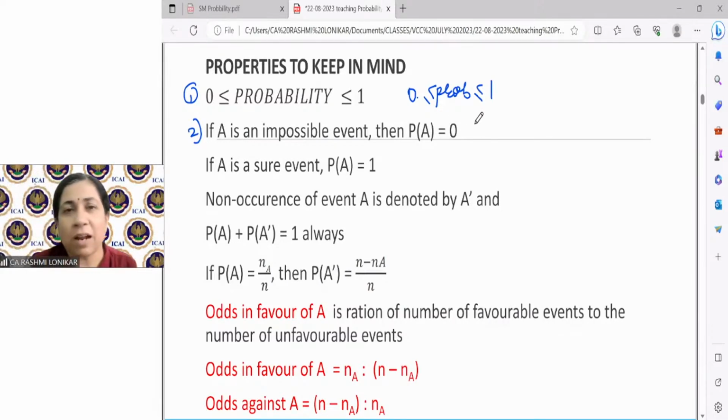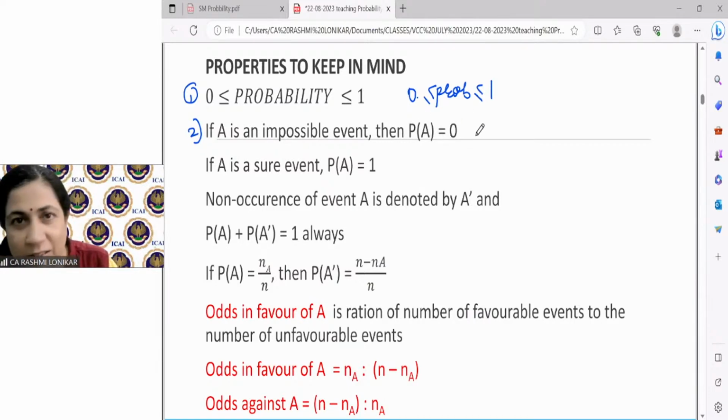Second, if A is an impossible event, then P of A is equal to 0. Me traveling to Neptune or Pluto is an impossible event, so I will write P of A as 0, meaning the event cannot happen. If A is a sure event, meaning 100% that event is going to happen, then P of A is 1.